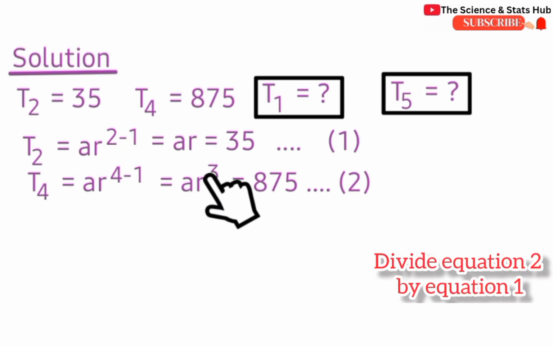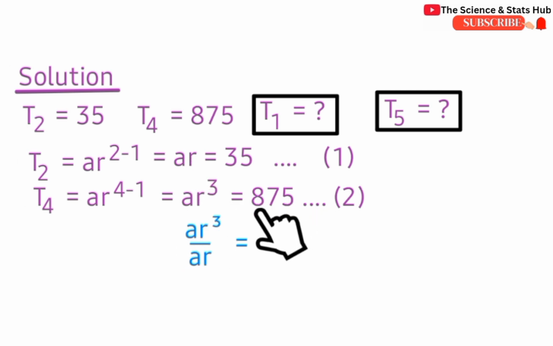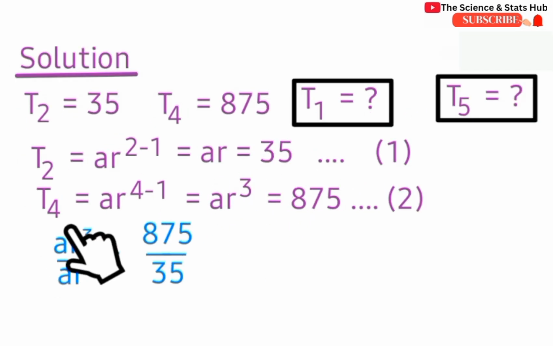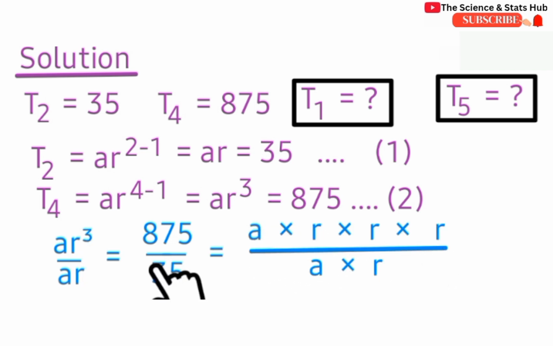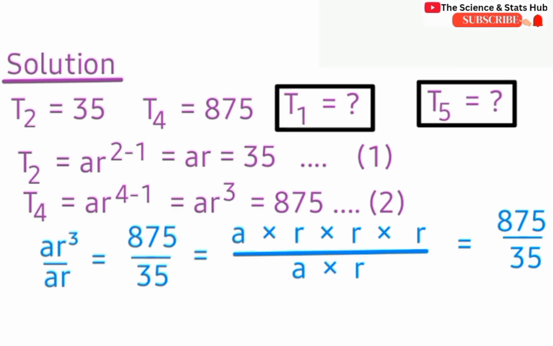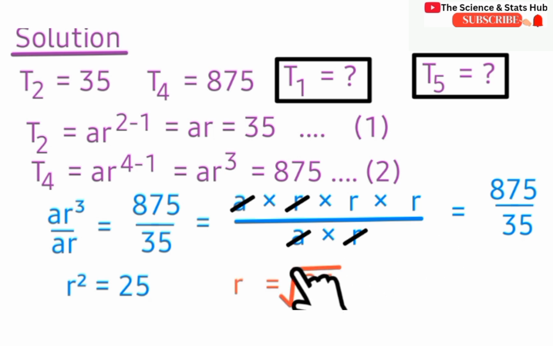Divide equation 2 by equation 1. So we'll divide AR raised to power 3 by AR, which equals 875 divided by 35. AR raised to power 3 entails A multiplied by R multiplied by R multiplied by R, divided by A multiplied by R, equals 875 divided by 35. The A at the numerator eliminates the A at the denominator, and the R here eliminates the R at the denominator. So on the numerator we are left with R squared, that is R multiplied by R, equals 875 divided by 35, which is 25. Now let's find R. R will be the square root of 25, which is 5.